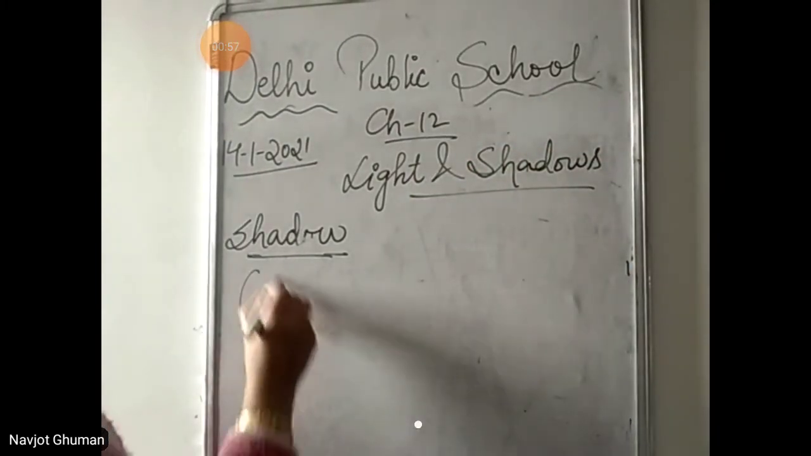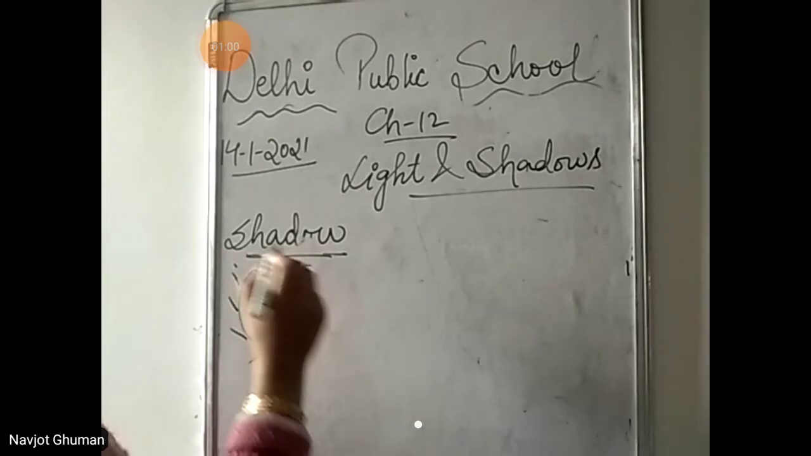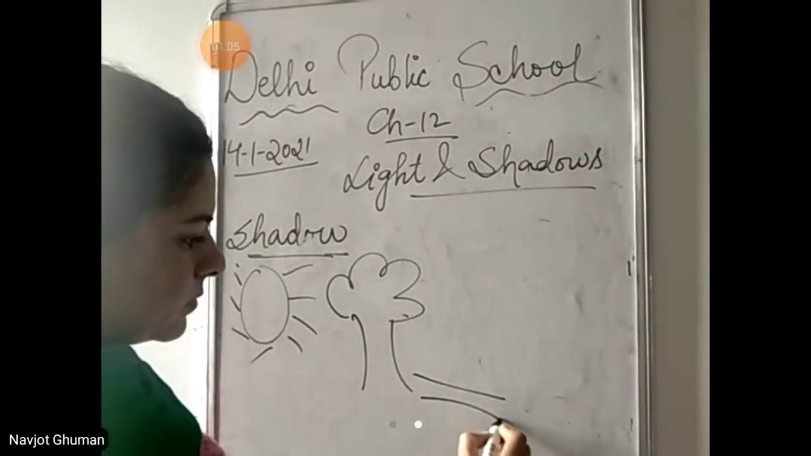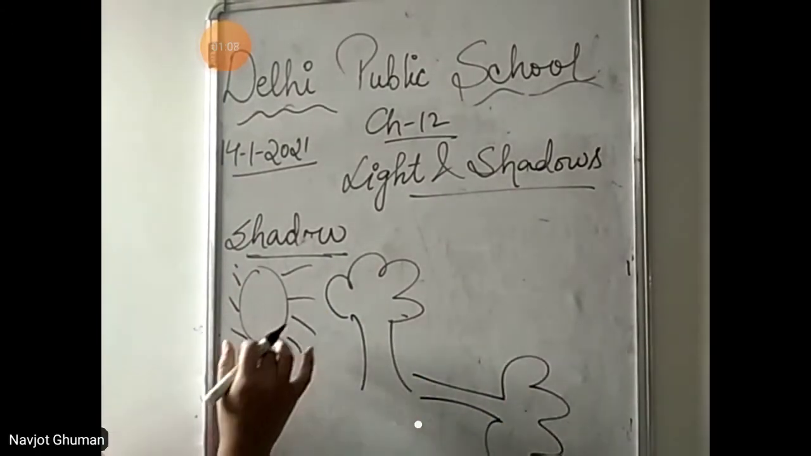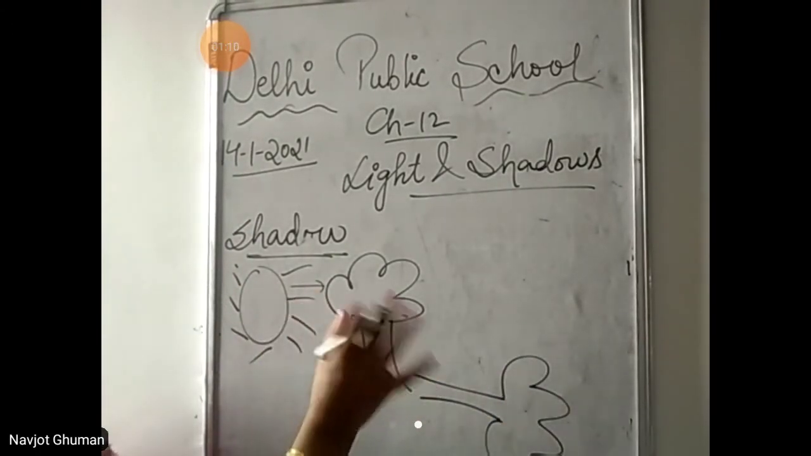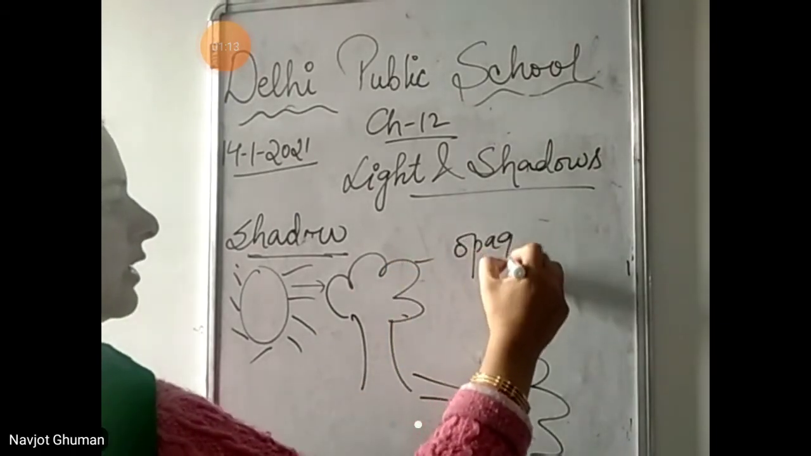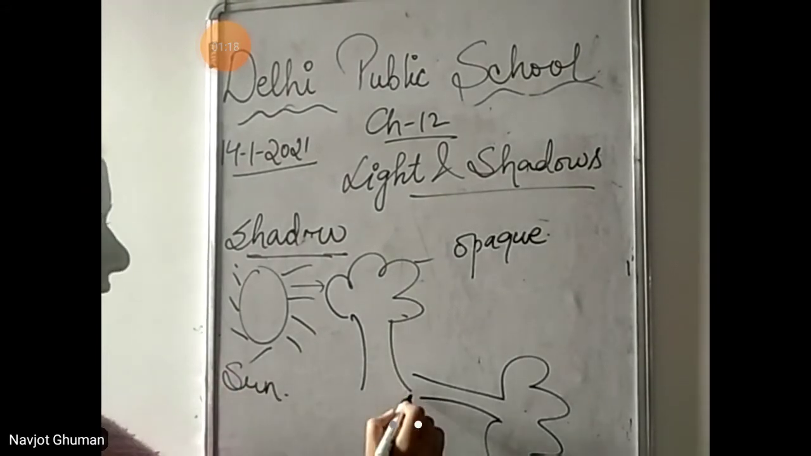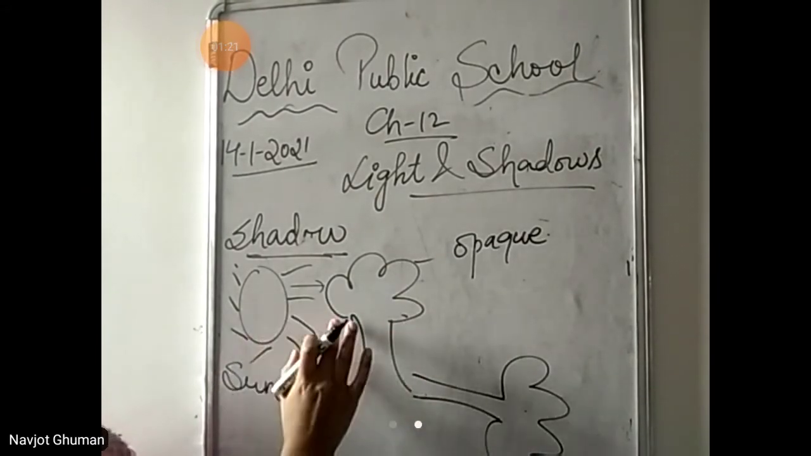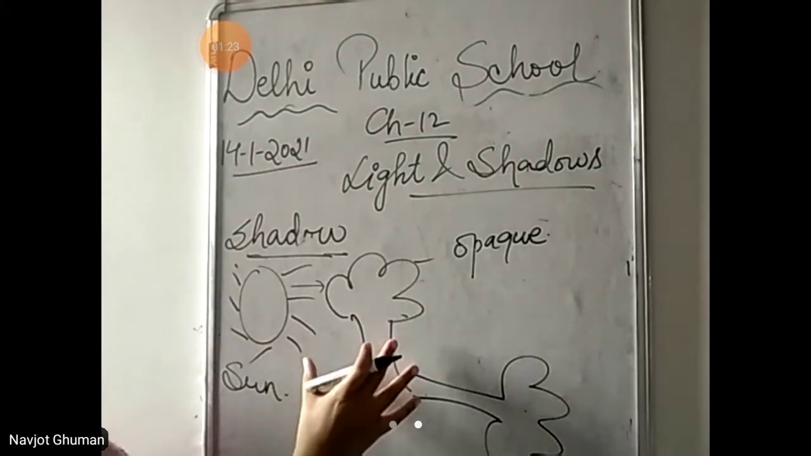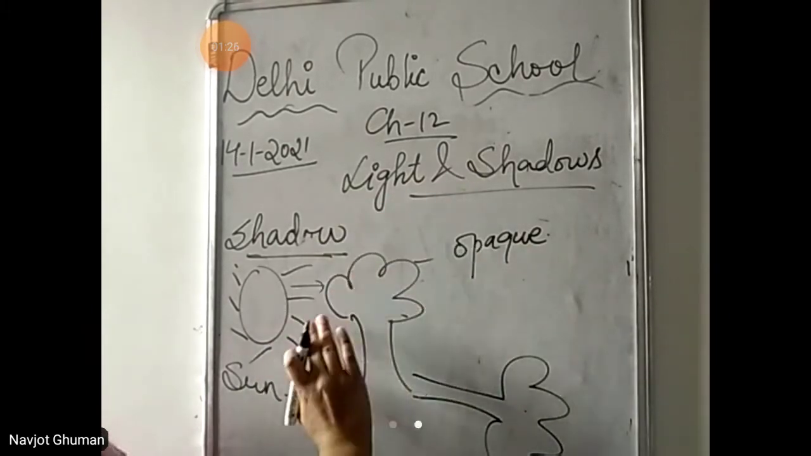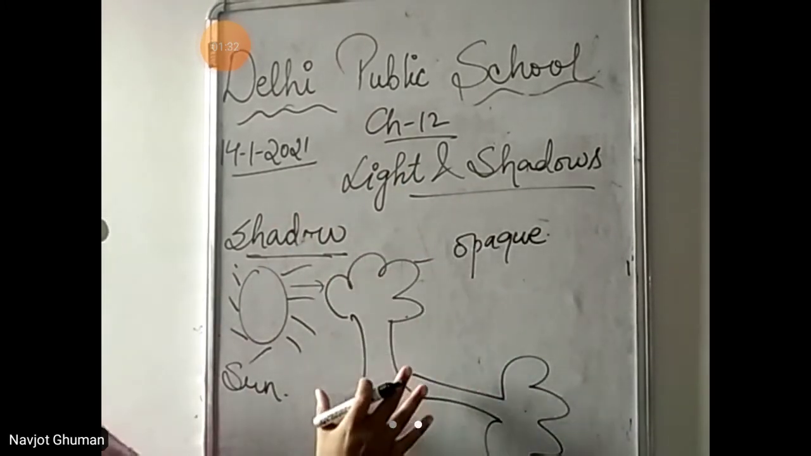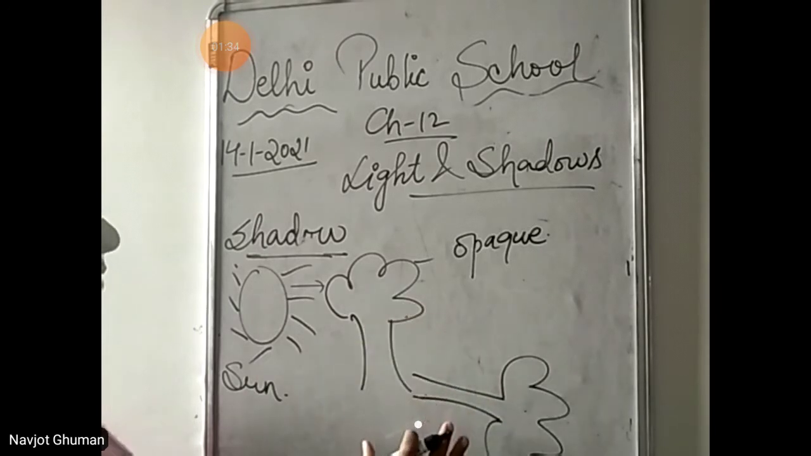So suppose there is one source of light. Suppose the sun is there. On the next side, a tree is there. Light is coming from the sun and falling on the tree. The tree is an opaque object. Here there can be a translucent object, here there can be an opaque object. This is the sun. Now you see the tree, it is blocking the light that is coming from the sun. It completely blocks the light, light cannot pass through it and it will not go to the other side. So when the light is blocked by the opaque object, then the shadow of that object is formed.